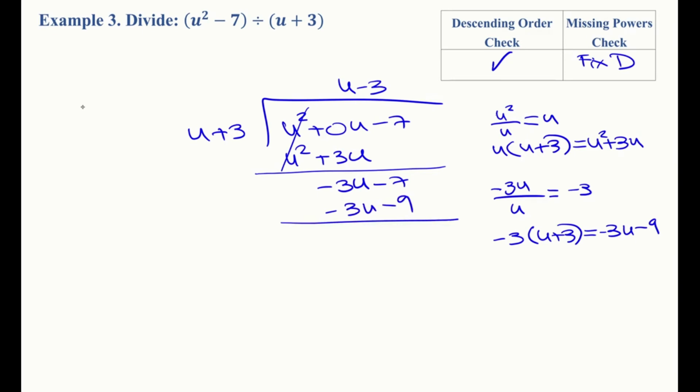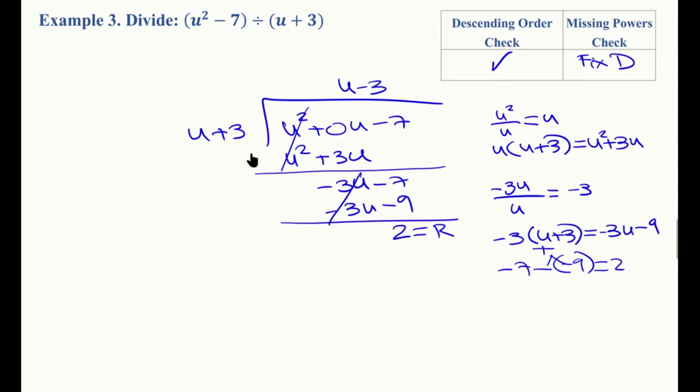And now we go ahead and subtract. So we get negative 3u minus negative 3u. Remember, that turns into a plus, so those cancel out anyway. And then, just so you can see, you have negative 7 minus negative 9. Again, that turns into a plus, so you get negative 7 plus 9, which is 2. That means this is our remainder. Why? Because the degree here now is 0, and the degree here is 1, so the degree here is strictly less than the degree here, so we stop.